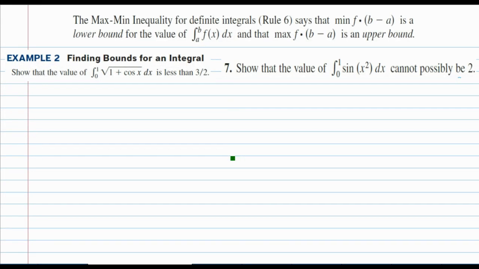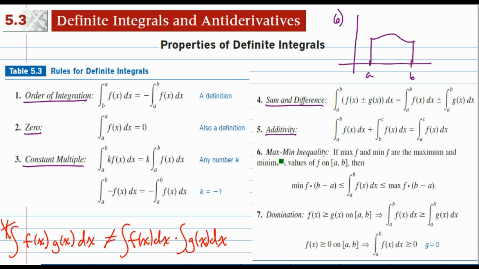This is the screencast for section 5.3, example 2. We're going to find bounds for an integral. But first we need to go back to those last two rules on our properties page that we didn't talk about. Now for number 6, the max and min equality, a picture will definitely speak 1,000 words here.